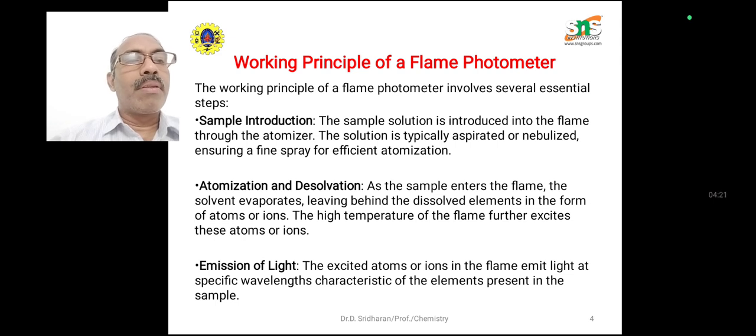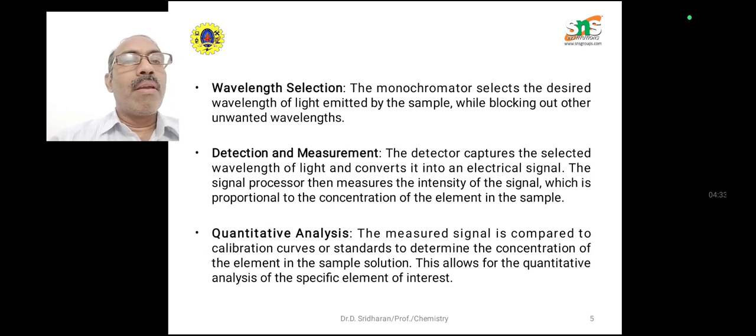Then emission of light. The excited atoms or ions in the flame emit light at specific wavelengths, characteristic of the element present in the sample. And we use different filters, that means a monochromator, which selects the desired wavelength of light emitted by the sample while blocking out other unwanted wavelengths. That is wavelength selection using the monochromator. Then the very common steps for all spectroscopy techniques, detection and measurement. The detector captures the selected wavelength of light and converts it into an electrical signal. A signal processor then measures the intensity of the signal, which is proportional to the concentration of the element in the sample.